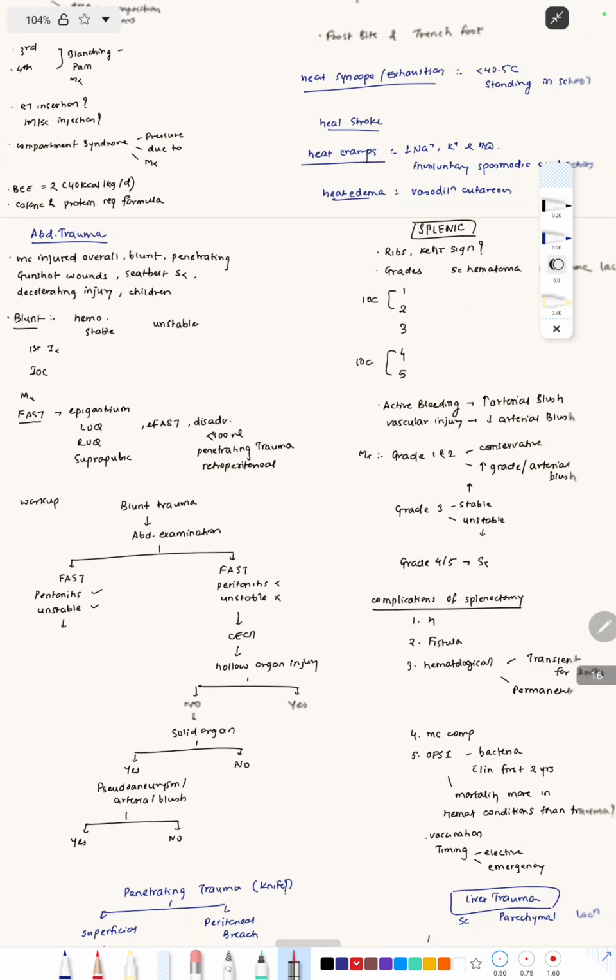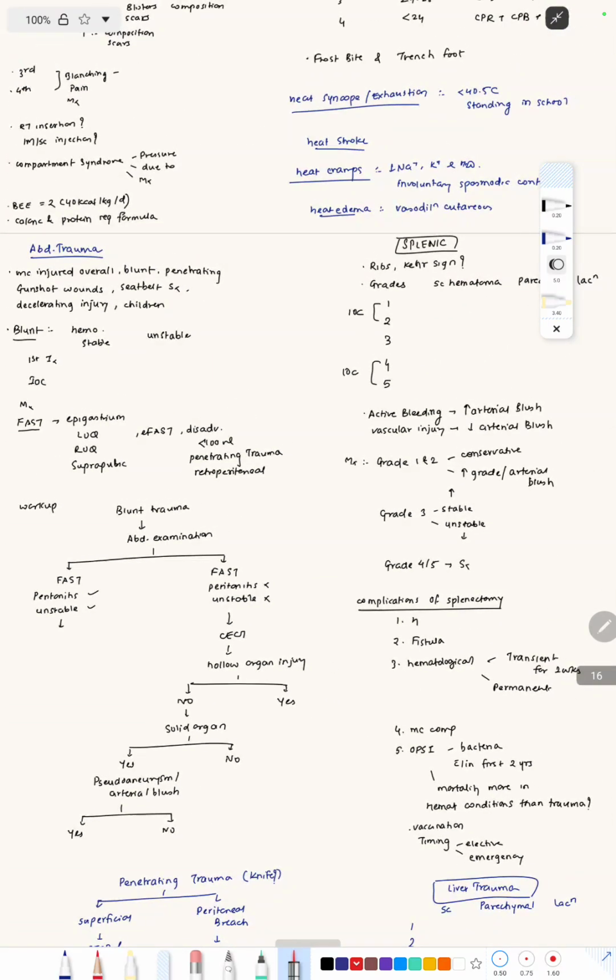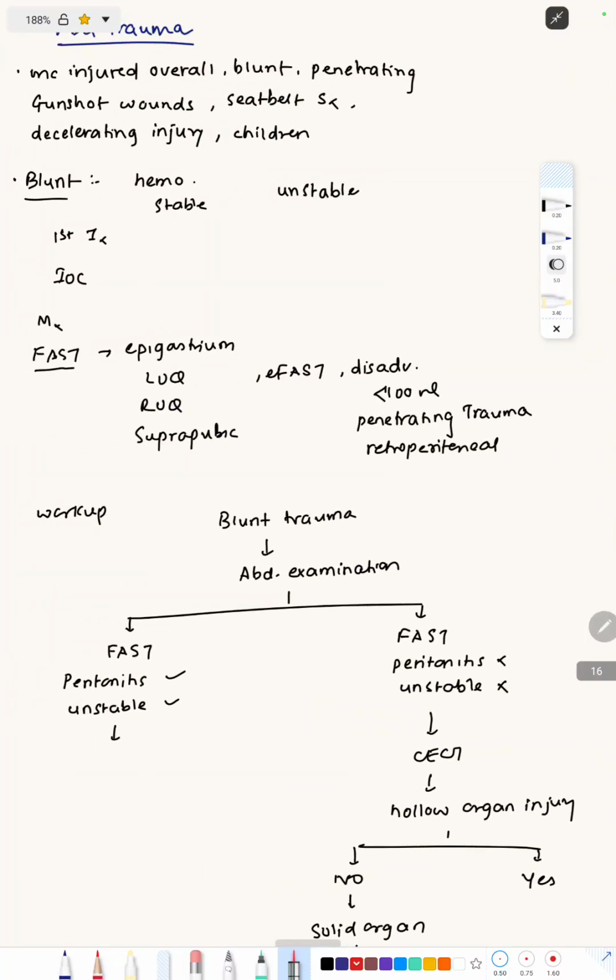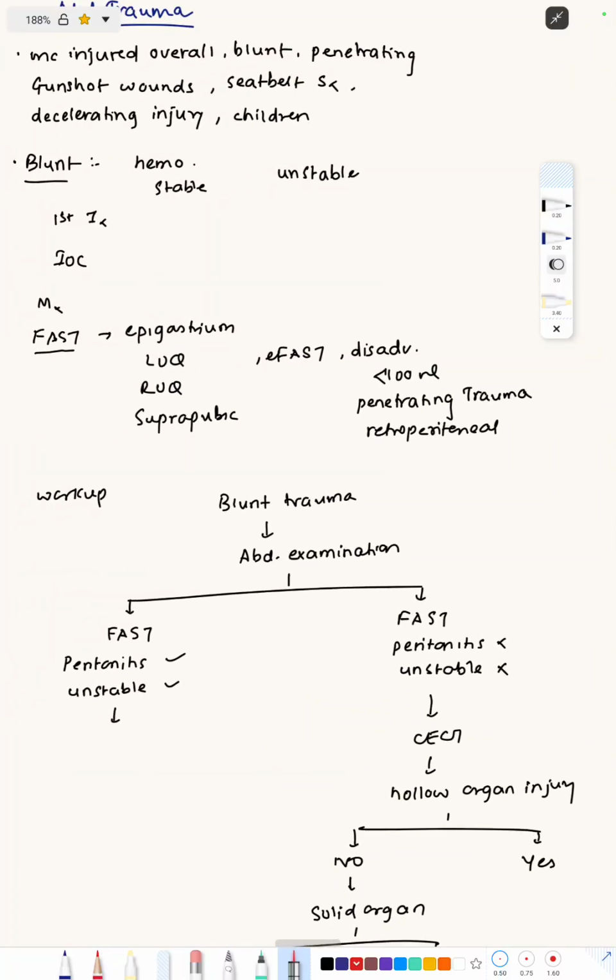Either the patient can be hemodynamically stable or unstable. Now, what is the first investigation and the investigation of choice in such patients? The first investigation for both of them is going to be the FAST, while the investigation of choice in a stable patient is CECT. In an unstable patient it remains the FAST. We cannot give contrast in these patients. The management is midline laparotomy. Then the FAST, that is the focused assessment sonogram in trauma patients.